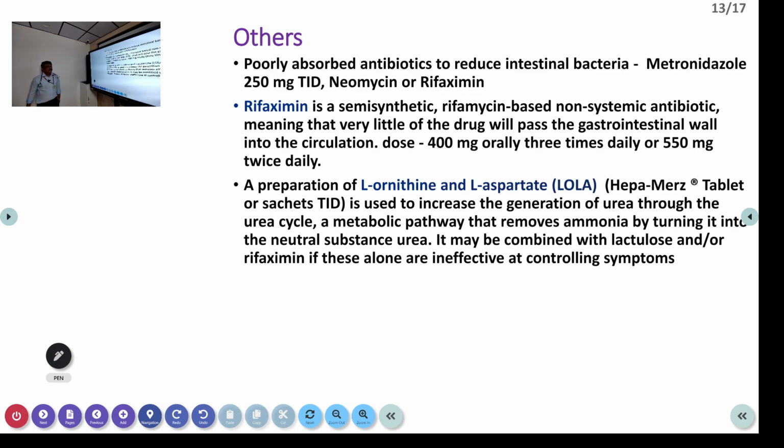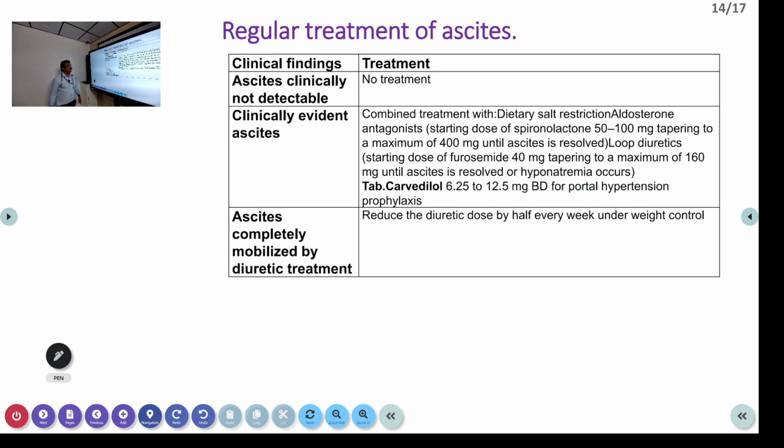Now, we have already discussed antibiotics. Previously, there was a concept of gut sterilization with metronidazole. But metronidazole is an absorbable antibiotic. Neomycin was also tried previously. Now, rifaximin is the choice. This is a non-absorbable antibiotic. You can give 400 milligram TID. Then preparations of L-ornithine, L-aspartate can be given in patients with acute liver injury. These are all add-on drugs.